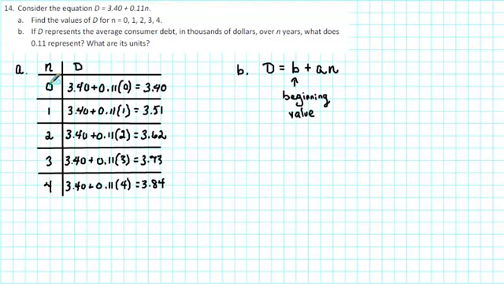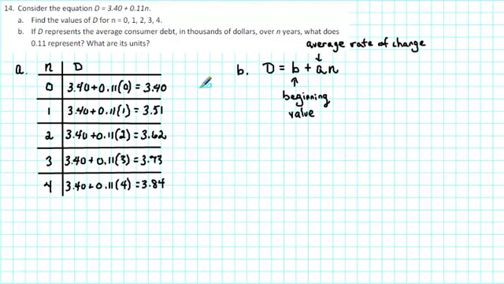Over in our table, when n is 0, we ended up with 3.40. That corresponds with this number here. It's our beginning value. That was the initial consumer debt in thousands of dollars. What does the A represent? Well, the A is commonly known as the slope, but in an application, the slope is also the constant average rate of change. So I'm going to use B for beginning, and I'm going to use A for average rate of change. So it's an average rate of change.